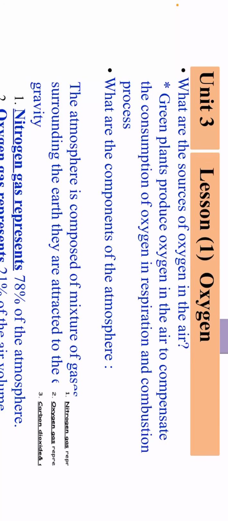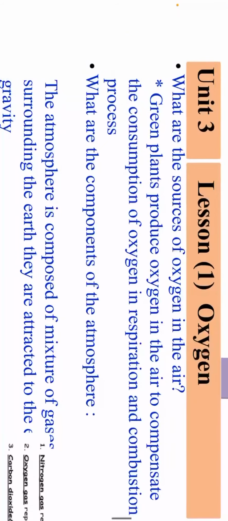Green plants produce oxygen in the air to compensate for the consumption of oxygen in respiration and the combustion process. By this, although we use oxygen daily, the percentage of oxygen is fixed. It doesn't increase or decrease. Why? Because the oxygen used by humans during respiration and burning is compensated by green plants during the photosynthesis process.